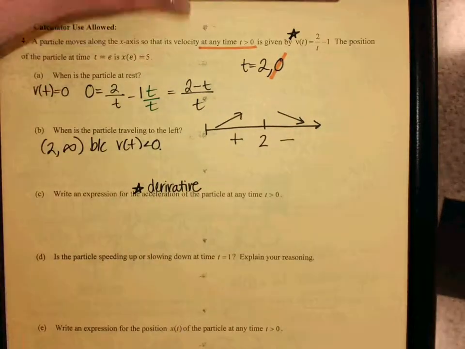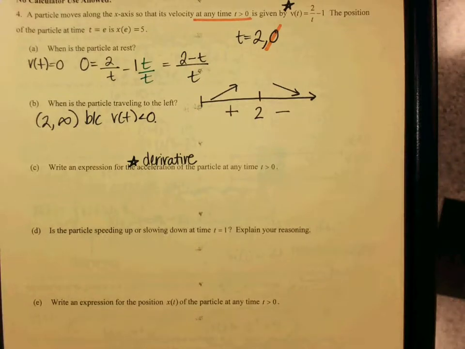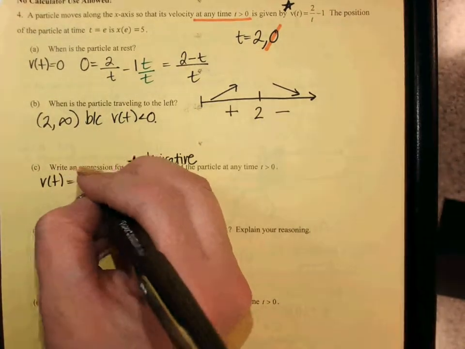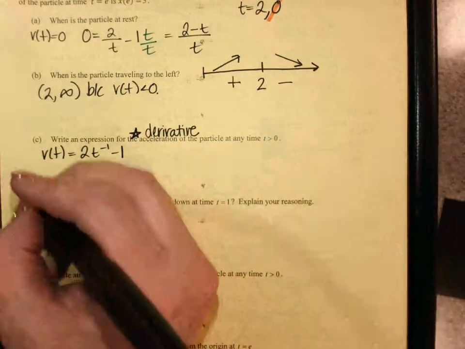Okay? So I'm going to give you the rewrite for it, and then I want you to take the derivative. So v of t, this is my rewrite, is going to be 2t to the negative 1. Because remember, if that t is on the bottom, you don't want to have to do quotient rule. Okay, so take the derivative of that, and then I want you to answer question D.